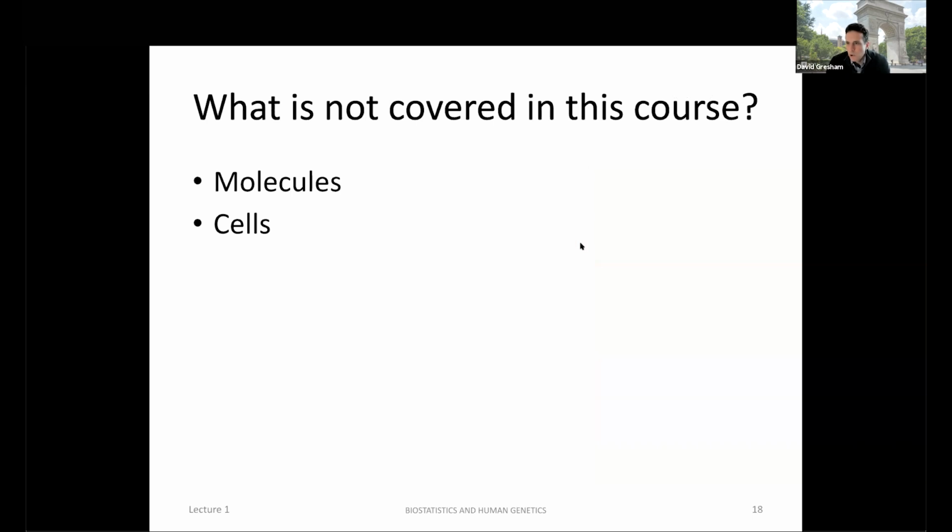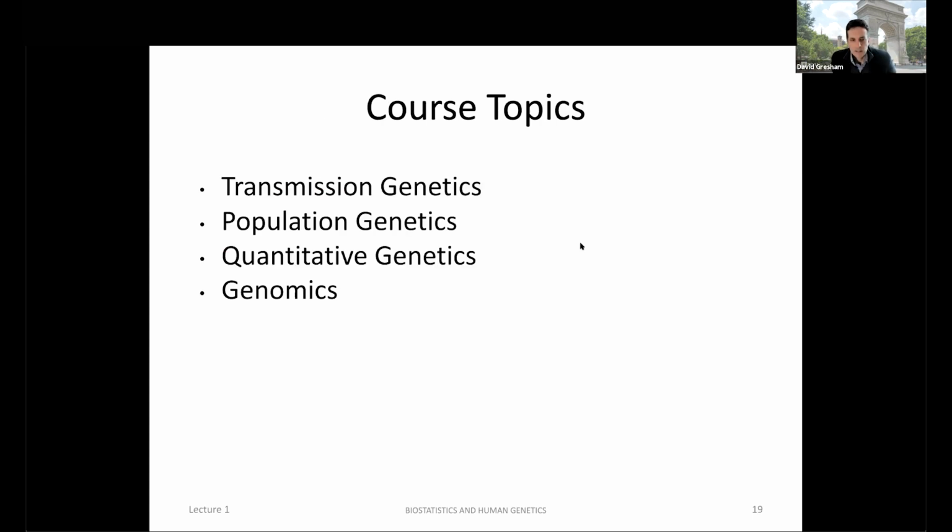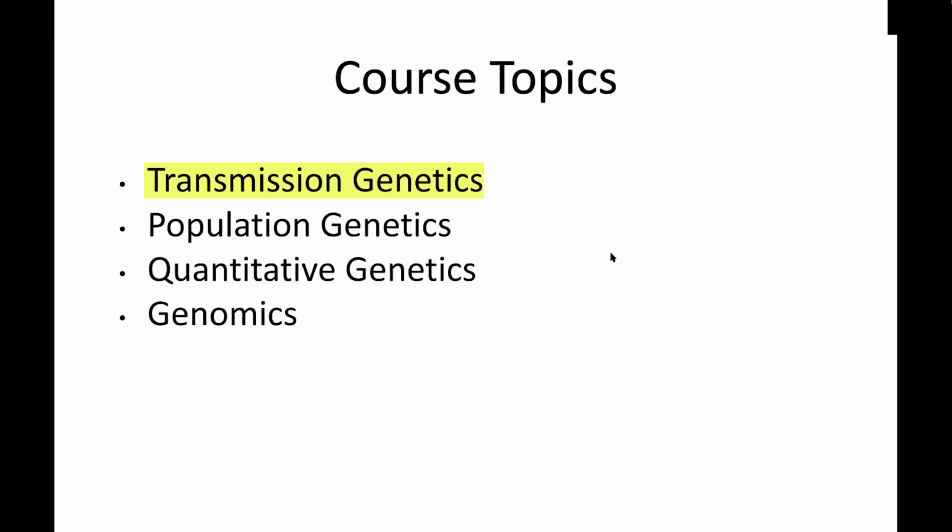So just to tell you what's not covered in this course. In this course, there's no molecules, there's no cells. I expect you to know that. You've taken POB, you've taken MCB1, we're not really going to talk about molecules or cells much in this course. What we are going to talk about is 4 main topics. We're going to talk about transmission genetics. So that's how genes are transmitted from one generation to the next.